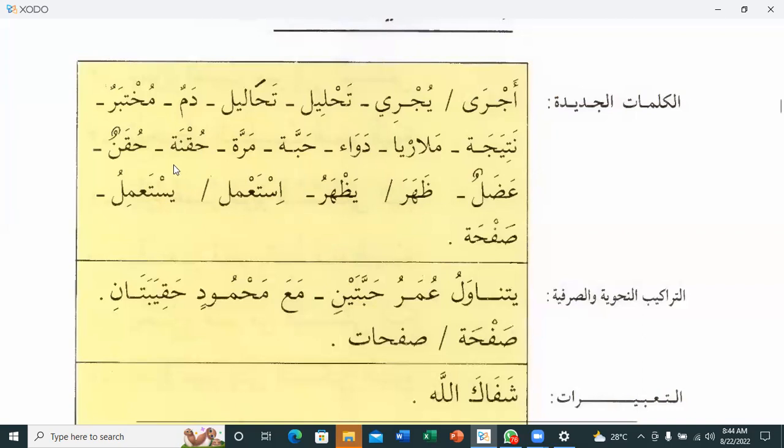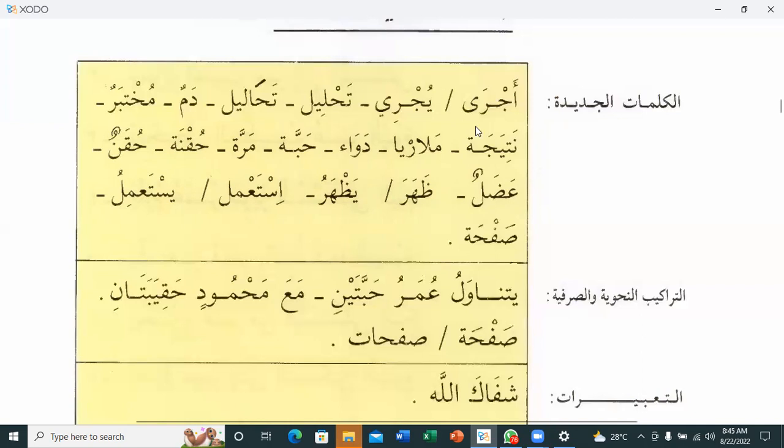Hukunatun, injection. Hukanun is the plural word of hukunatun, that means injections. Adalun, muscle. Zahara, appeared. Yazharu, is appeared. Istamala, used. Yastamilu, he uses. Safhatun, page. Got all these words?